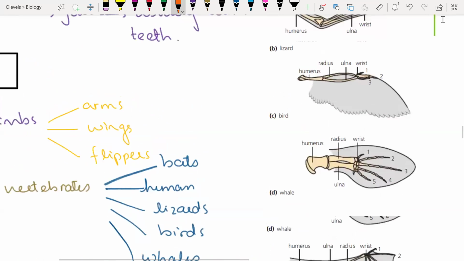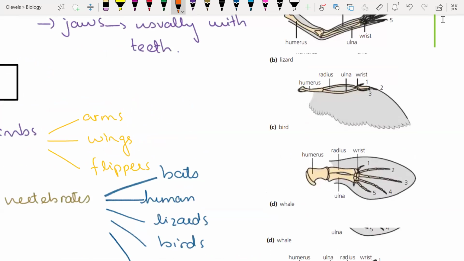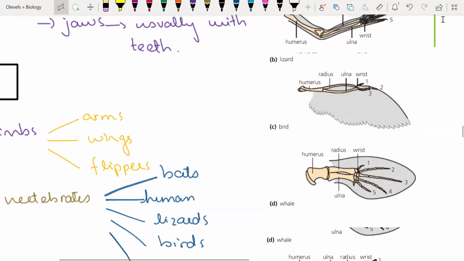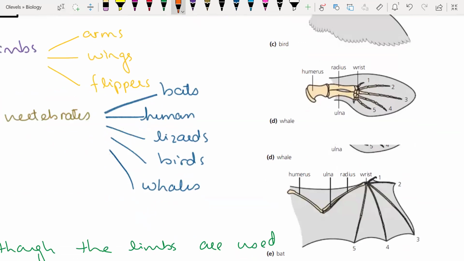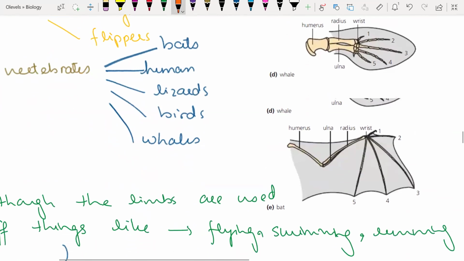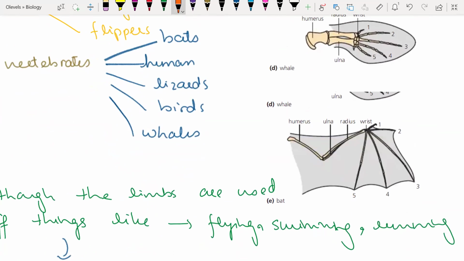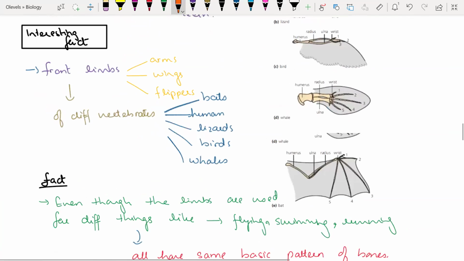If we move towards the bird, birds also have a humerus. They also have radius and ulna. Then that's the wrist of birds, right? If we move towards the whale, whales also have a humerus. They also have radius and ulna. Then these are the wrist bones, and these are the group of those five bones. Now, if we talk about the bat, you can see that bats also have a humerus. They have radius and ulna as well. They have a wrist and a group of those five bones as well. Is that clear to you, everyone? Fahad, Mipsam, and Ganya.